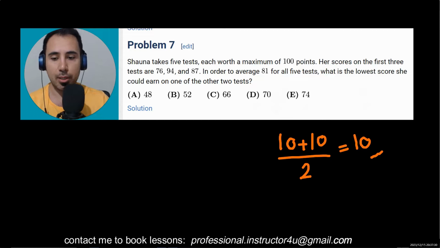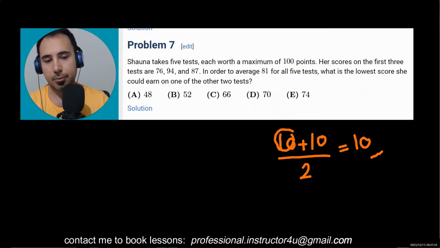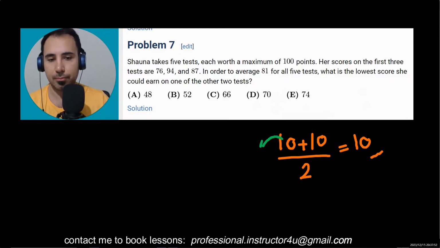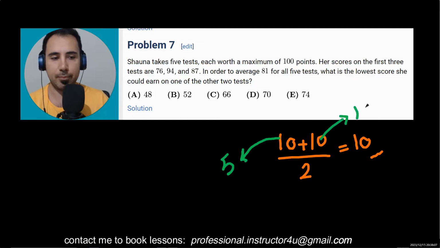So if I make this one 9, what happens? If the average still wants to be 10, that means the sum wants to be 20. If this becomes 9, then this one has to be 11. Let's do it one more time. If I make one of the numbers 2 less, 8, the other number has to be 2 more, 12. We want to keep the average at 10. Now, if this becomes 5 less, this one has to be 5 more.